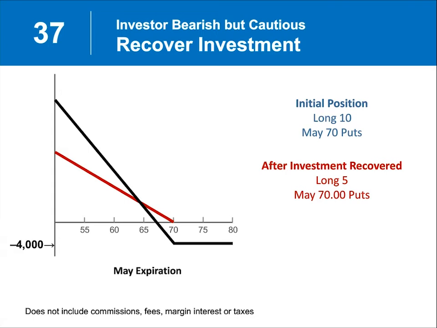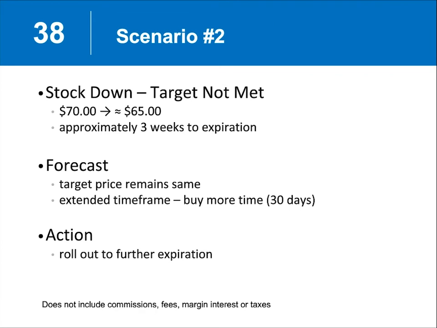Now, next case, stock has moved in our favor down to 65. We still have 3 weeks left. Our forecast stays the same. We still think the stock's going down to 60, but again here, the theta effect is starting to creep up on us as we're reaching expiration. We want to buy more time, so we're going to roll out to a further expiration date. We're going to buy ourselves more time, and you remember what we did before, we're going to manage our money.